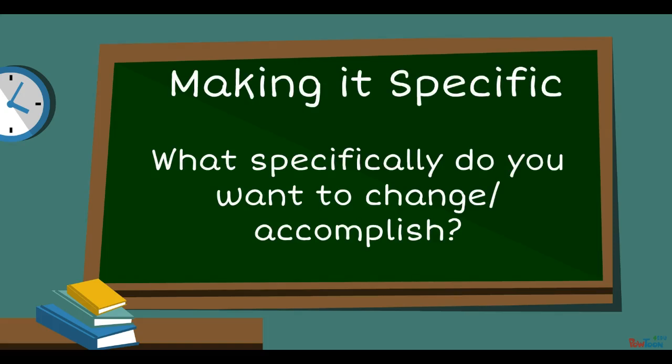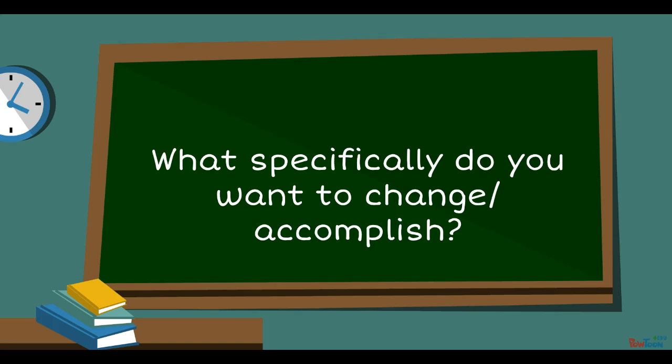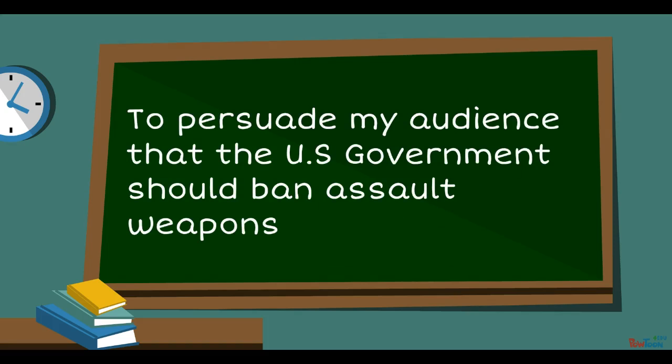Without specific information, without narrowing it down, I don't know, and I'm thinking that, right? So you need to make it specific. What specifically do you want to accomplish or change? You need to ask yourself that. So an example of a better topic is to persuade my audience the U.S. government should ban assault weapons. This is specific and clear.